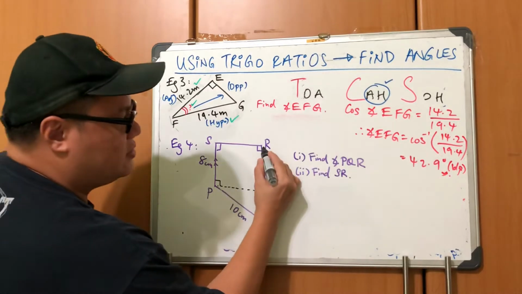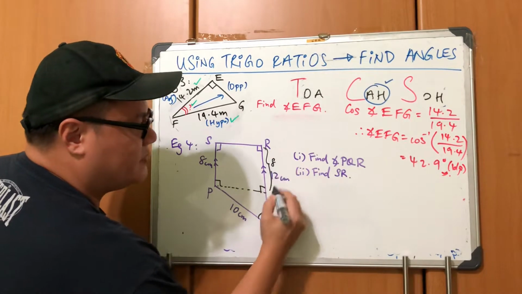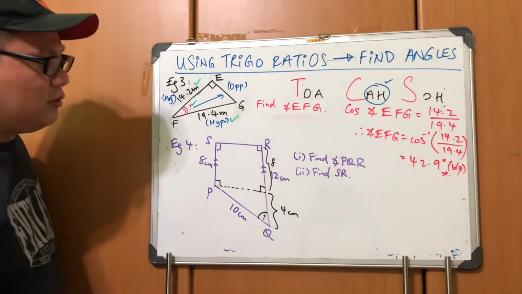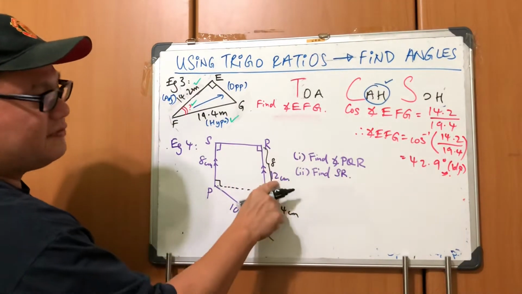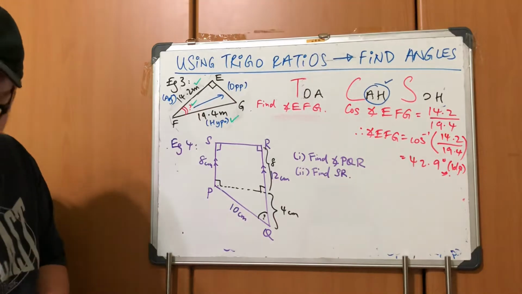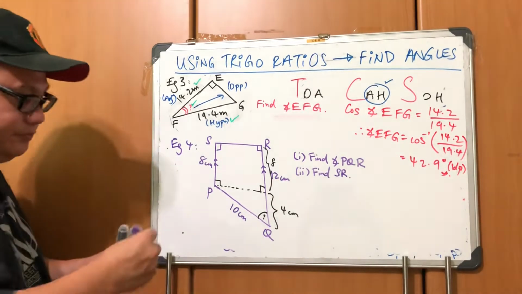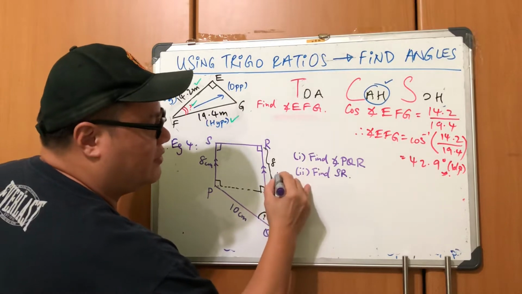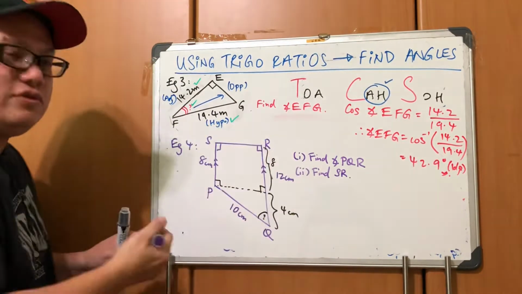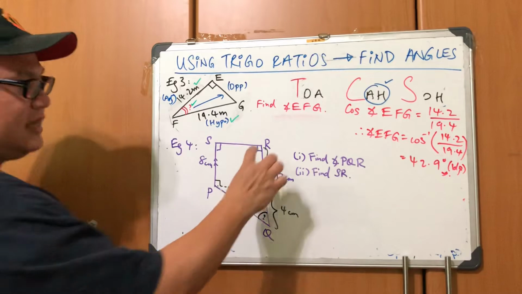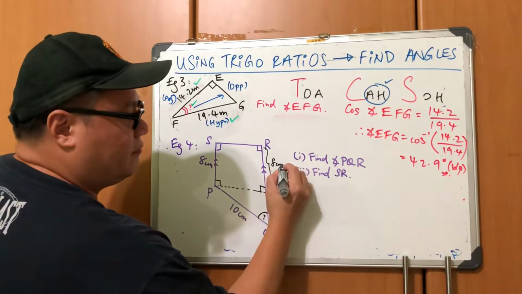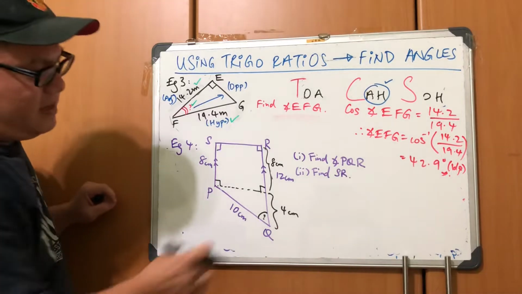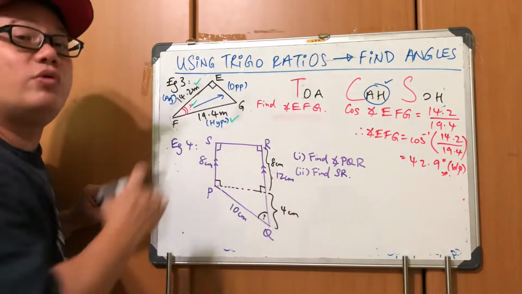Since this is 8 cm, this part here must be 4 cm. How do you know? Because RQ is 12 cm. Let me rewrite it in case it's not clear. RQ just now was 12 cm, the whole thing is 12 cm. So if this is 8 cm, then this part here must be 4 cm. So 4 plus 8 is 12.